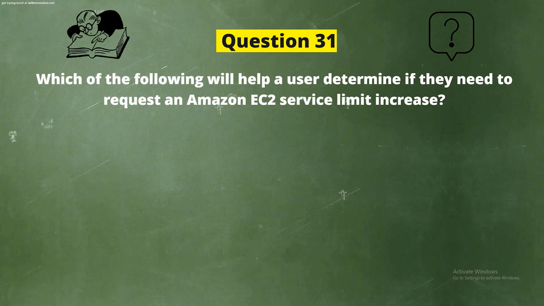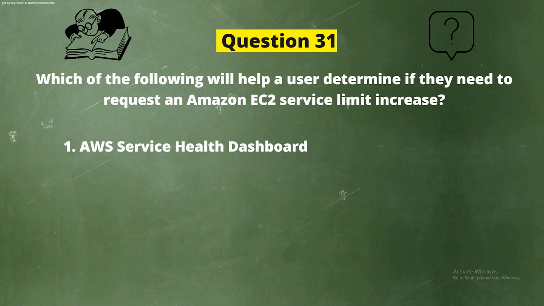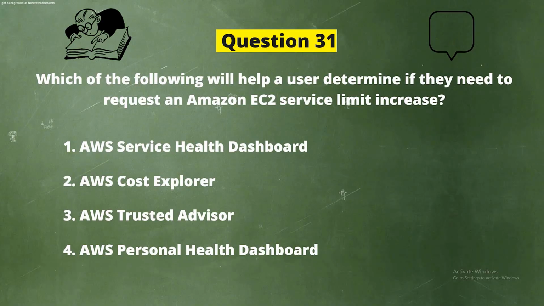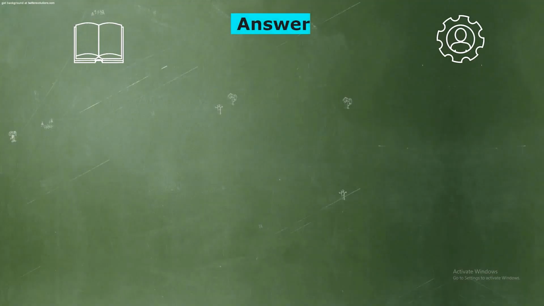Question 31. Which of the following will help a user determine if they need to request an Amazon EC2 service limit increase? And the options are: Option 1. AWS Service Health Dashboard. Option 2. AWS Cost Explorer. Option 3. AWS Trusted Advisor. Option 4. AWS Personal Health Dashboard. And the correct answer is Option 3.